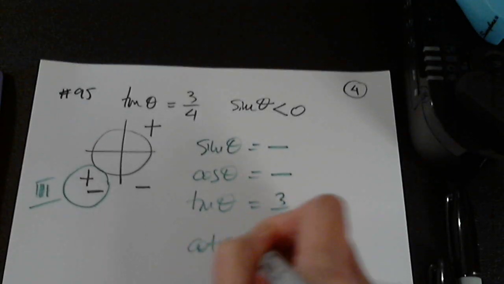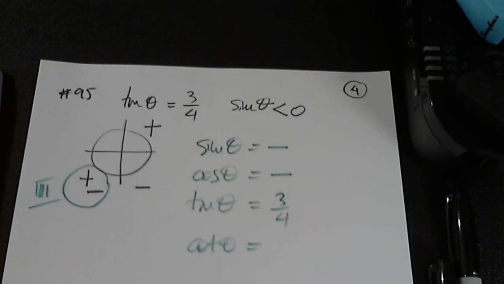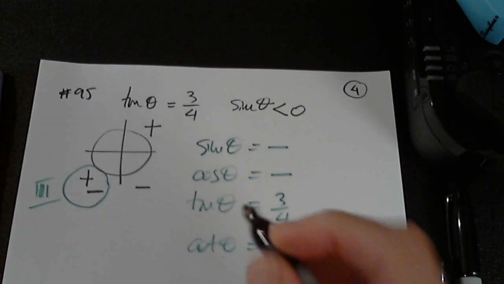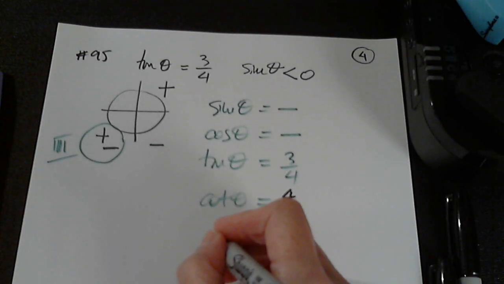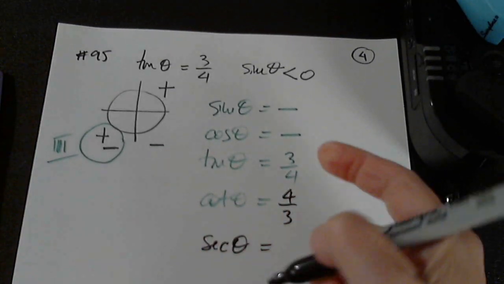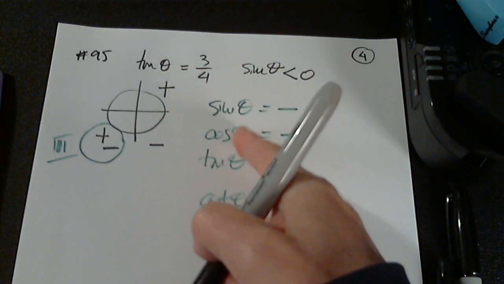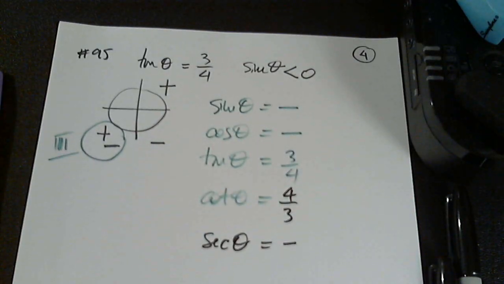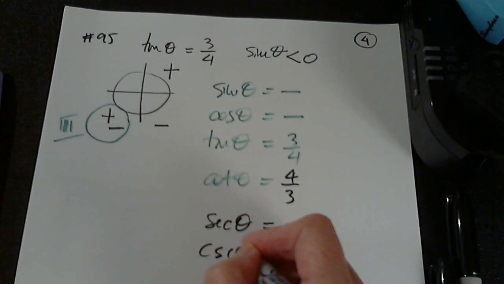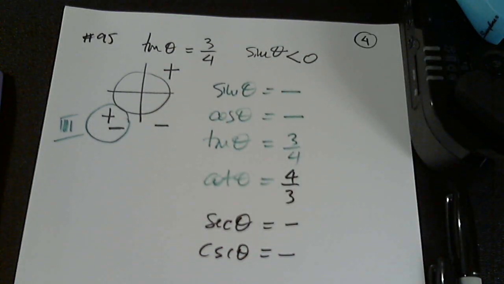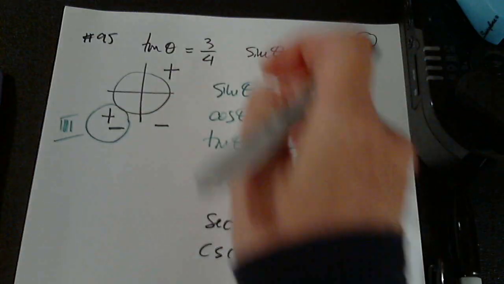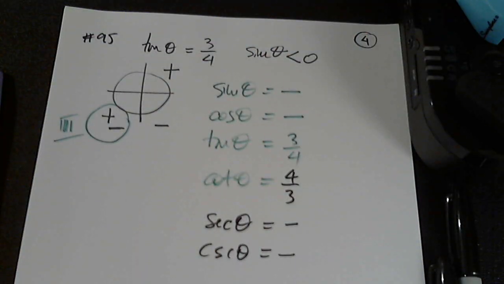I have cotangent theta, which is immediately the reverse of tangent. I have a secant theta, which has to be 1/cosine, so it has to be negative. And I have cosecant theta, which has to be 1/sine, so it has to be negative. So the first thing I do, I established all the signs so I don't forget.